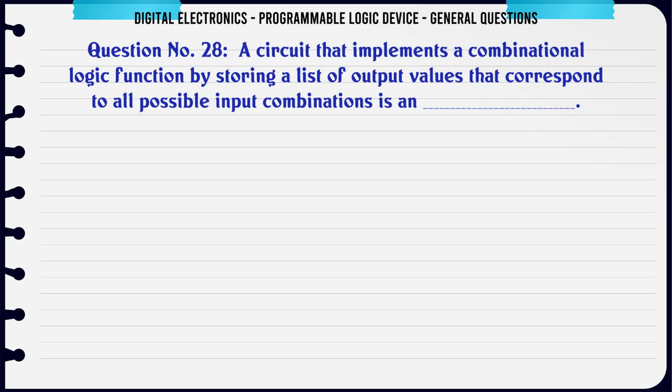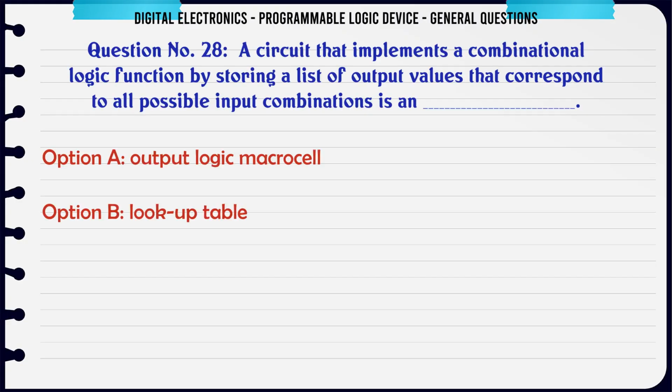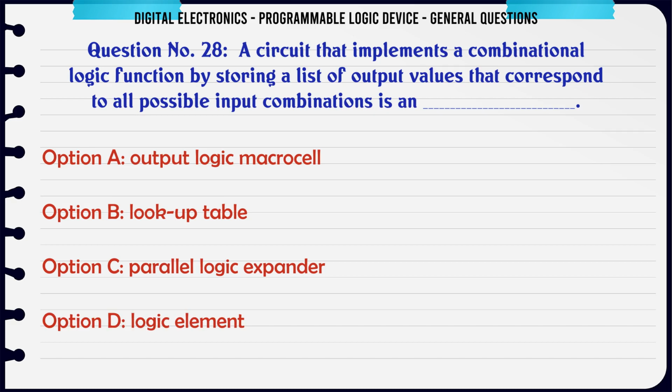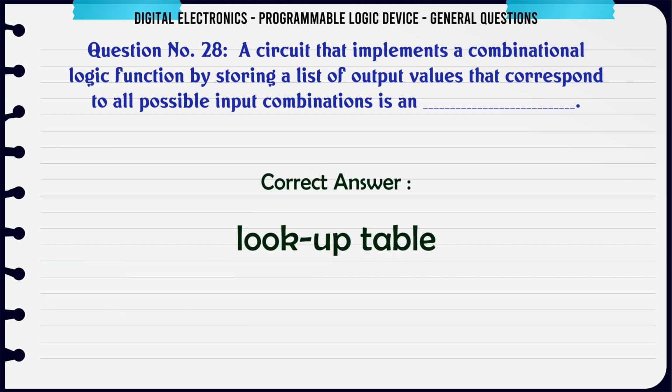A circuit that implements a combinational logic function by storing a list of output values that correspond to all possible input combinations is a: A. Output logic macrocell. B. Lookup table. C. Parallel logic expander. D. Logic element. The correct answer is lookup table.